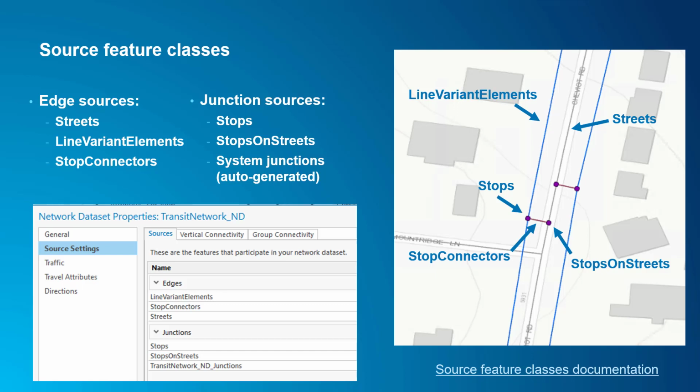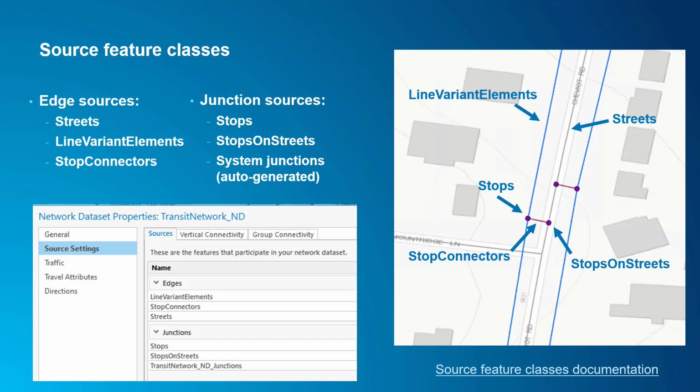In our transit network, we'll use 3 line feature classes as sources for edges. The first is streets. This is your street data. Second is our line variant elements feature class. This is the transit line segments from the public transit data model, and this will define the public transit lines in the network. And then finally, the stop connectors. This defines small straight lines that connect the transit lines to the streets at stop locations, so travelers can transition between walking and riding transit. This is also part of the public transit data model.